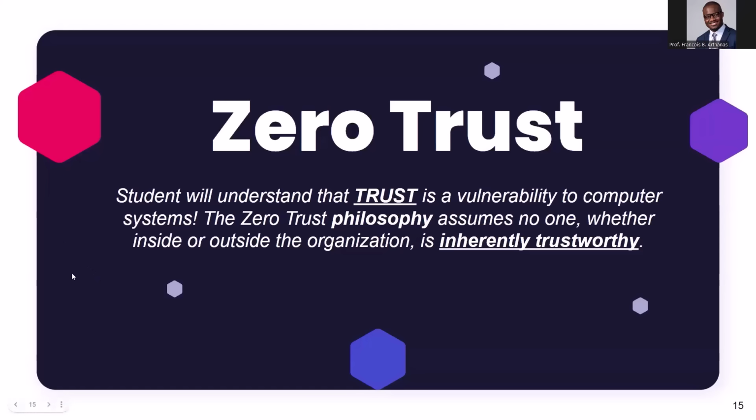Well, you are going to understand that trust is a vulnerability to a computer system. And that's not from me. This is from John, the creator of Zero Trust. And I remember last year, I went to a conference in Atlanta. I live in Atlanta, Georgia. I went to a conference for about 8 hours straight.